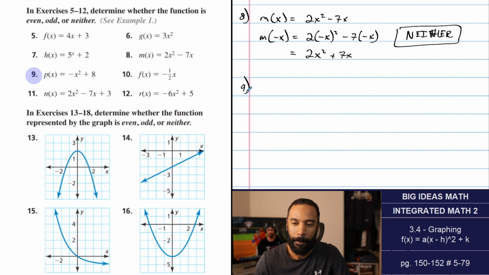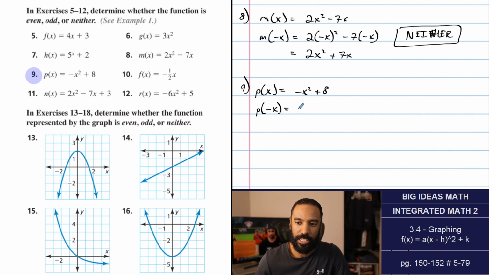Number 9. P of x equals negative x squared plus 8. Now, when I do p of negative x, keep in mind, this negative is outside of the x and outside of the x squared, in fact. This is negative x that's being squared. We square negative x first. We don't do negative times negative because PEMDAS. We're going to go ahead and square the negative x first, which is positive x squared. But then we take the opposite of it, negative x squared there and plus 8 there.